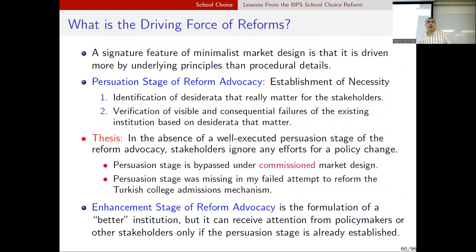Okay. So what is the driving force of reforms? Now, a significant feature of minimalist market design is that it is driven more by underlying principles than procedural details. And there are two big stages. The first stage you don't have at all when you are commissioned to design a system. The first stage is the persuasion stage, right? You've got to establish that they have to change the system. And to do so, you need to identify what it is that they want, right?